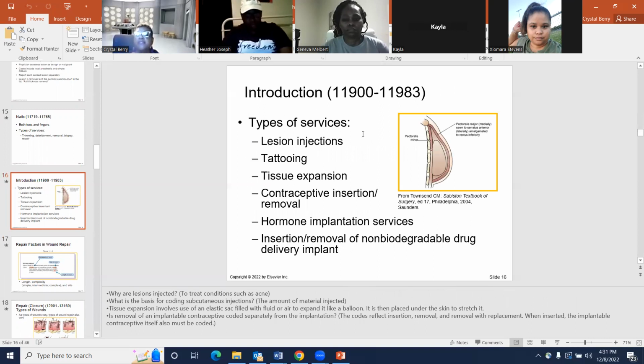Introduction, types of services. Lesion injections, tattooing, tissue expansion, contraceptive insertion removal, hormone implantation services, insertion removal of non-biodegradable drug delivery implant. Showing you examples on how that's done. You would have to code that.